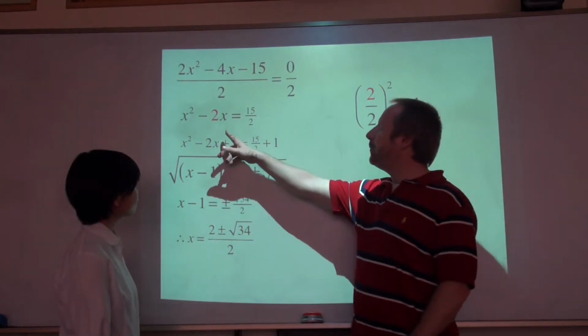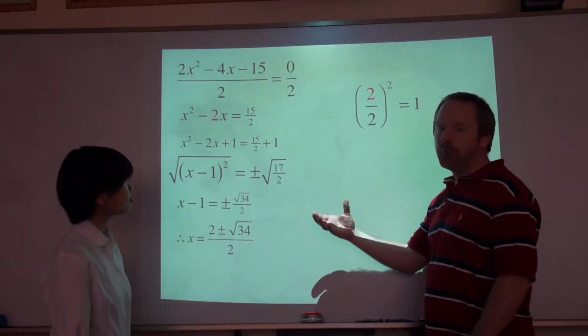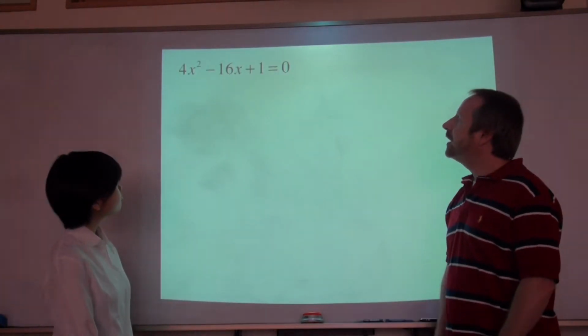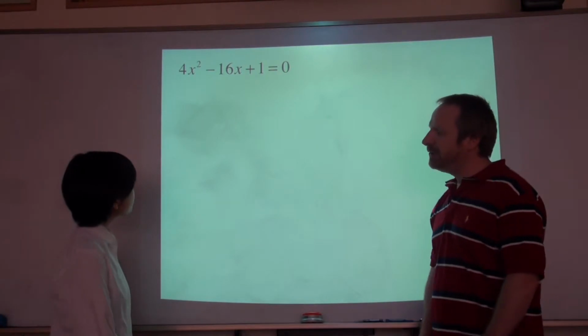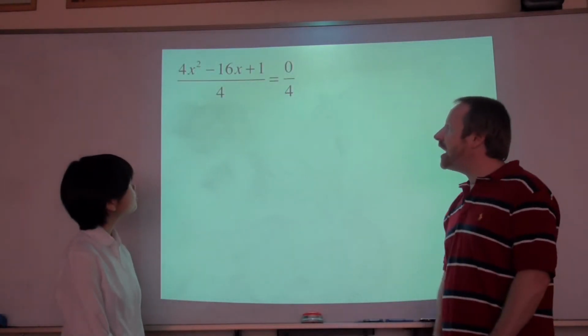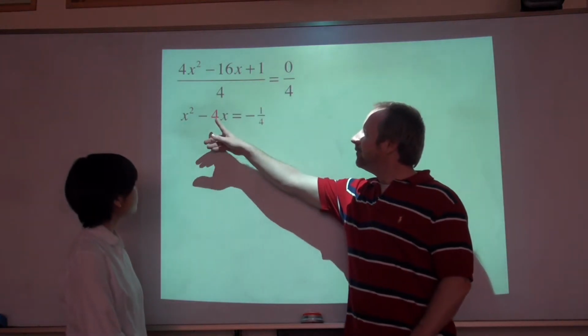All right, let's do an example that doesn't have a 2 in front of the x after we divide by the number in front of x squared. Okay, so let's do our third example. All right, so what do we divide by, Risa? 4. Okay, and then moving the constant term, the 1, to the other side, we have the following.